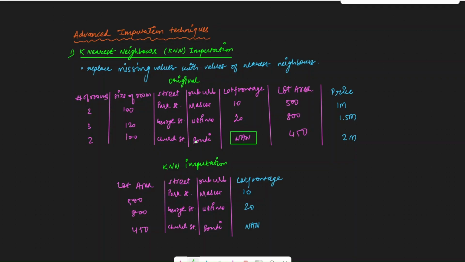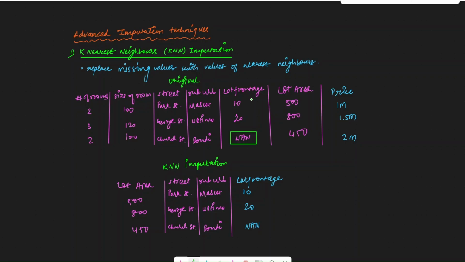The next category of imputation is called advanced imputation techniques. The first technique is k-nearest neighbors imputation, commonly called KNN imputation. In this, we use the k-nearest neighbors algorithm to predict the missing values. Taking house price prediction as an example, this is the price that we are going to predict, and these are the independent features. We're going to predict this price on the basis of number of rooms, size of room, street, suburb, lot frontage, and lot area. Now, all of these values are present except this NaN value in the lot frontage.